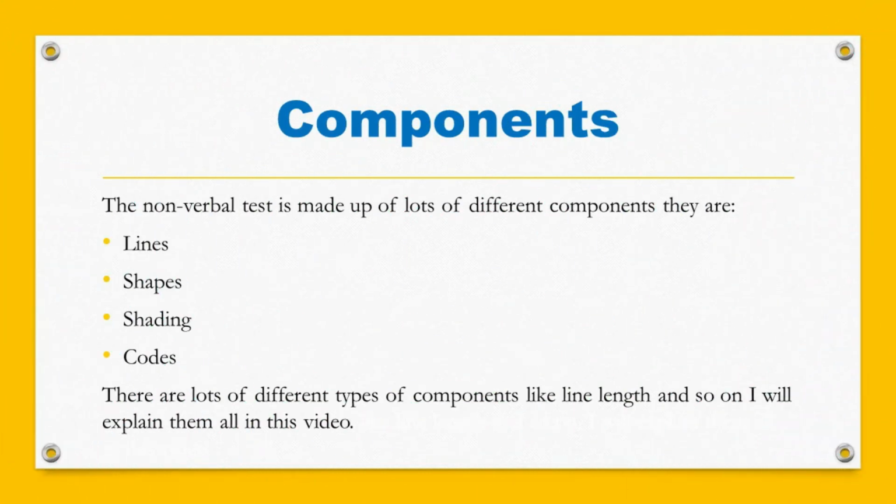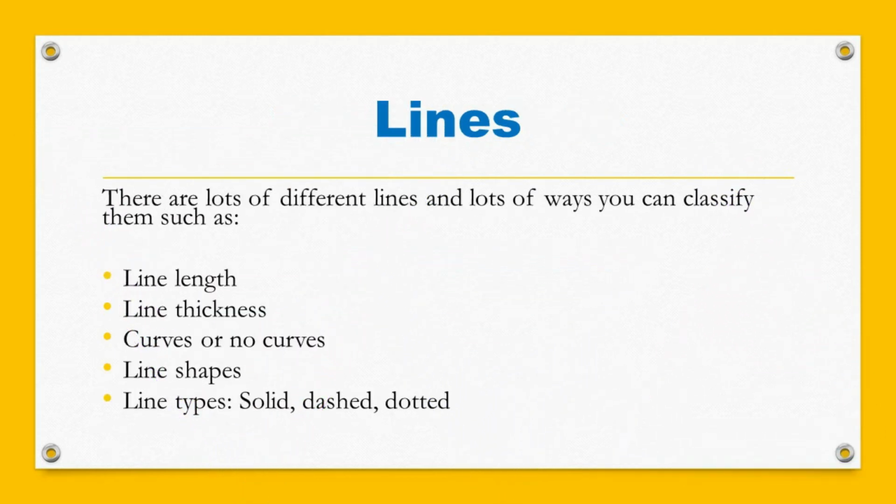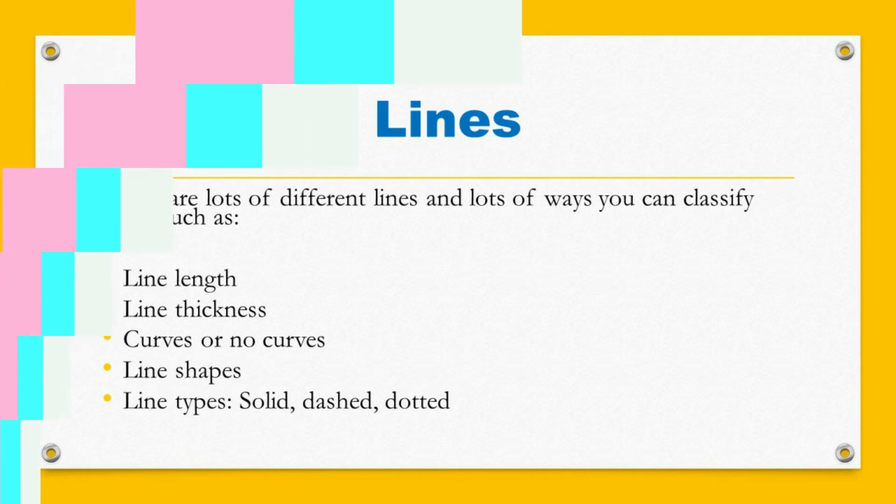Components. The non-verbal test is made up of lots of different components. They are lines, shapes, shading, and codes. There are lots of different types of components like line length and so on. I will explain them all in this video. There are lots of different lines and lots of ways you can classify them, such as line length, line thickness, curves or no curves, line shapes and line types, for example solid, dashed and dotted.